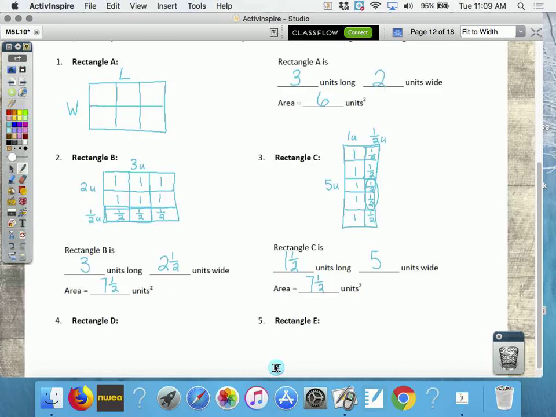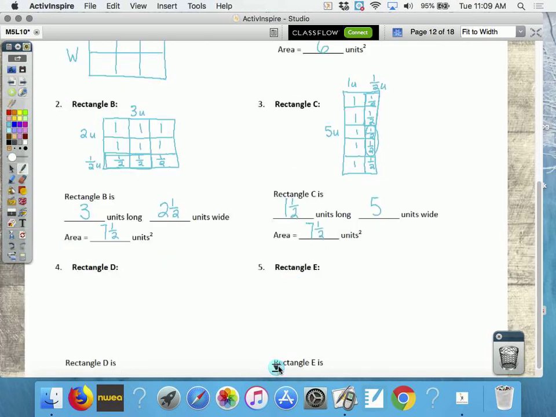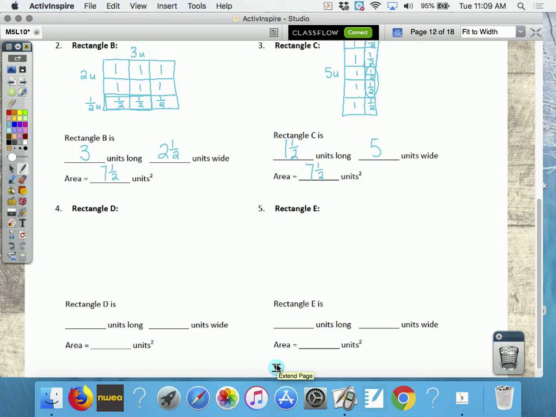Okay, so let's keep going. Rectangle D. Was it almost a square? I have a pretty good memory, don't I? So then it looked like this and that. And these were 1, and this was 3/4. Over on the side, we've got 2 units for the length, right? And we've got 1 unit, and then we've got 3/4 units. So that's 1 plus 3/4.